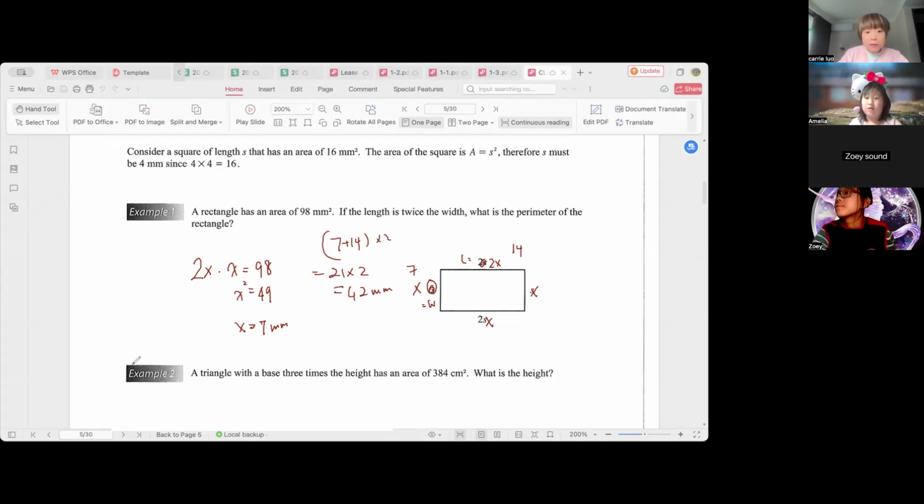Okay, so now let's take a look at number 2. A triangle with a base 3 times the height has an area of 384 square centimeters. What is its height? I'm going to ask you to do exactly what I'm doing. Have a picture and have it written like that. So I draw a triangle. Right, Zoe? Do I draw a triangle?